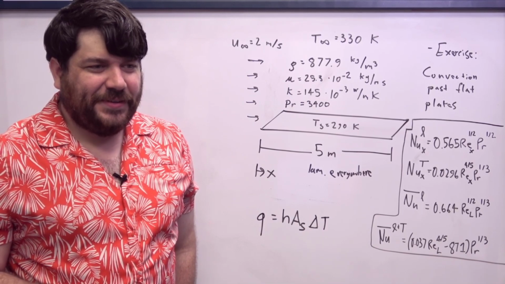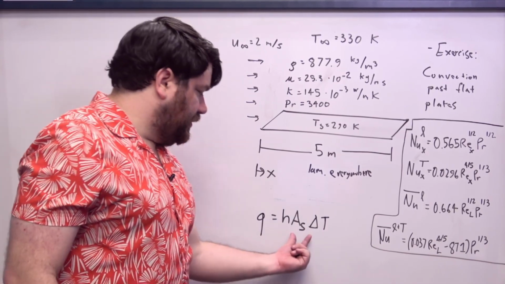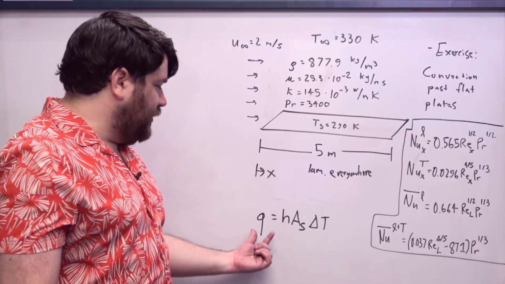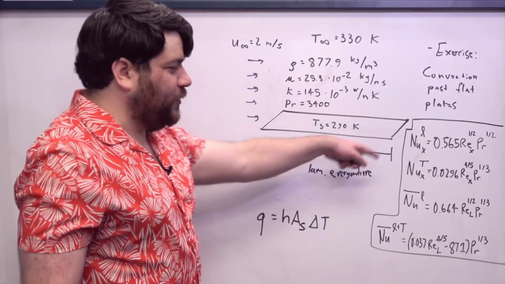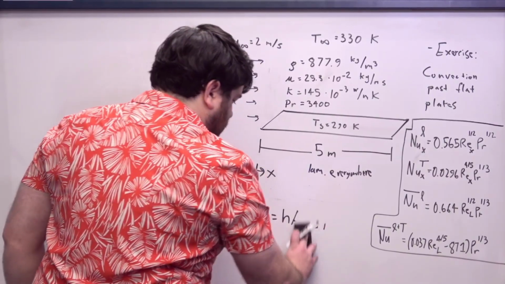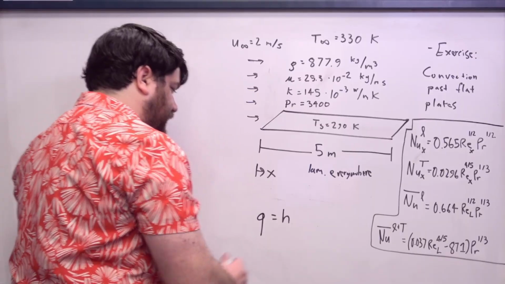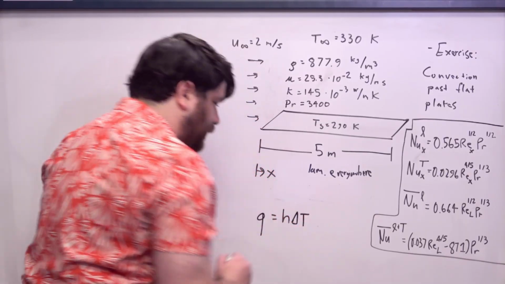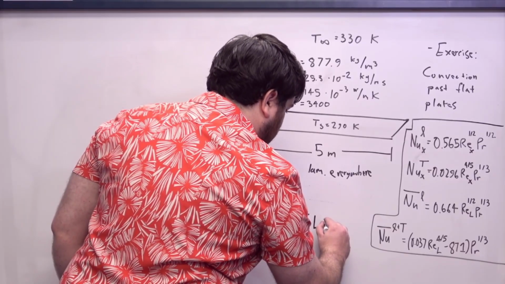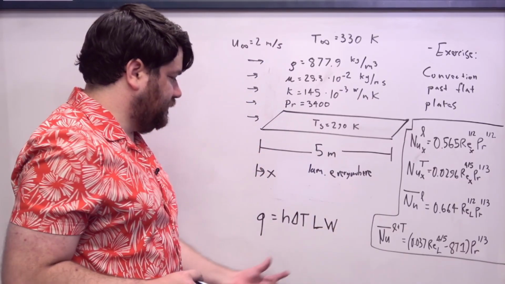Okay? And this looks like it's kind of a problem because we don't actually know what the surface area of the plate is. We don't know the width. But what is the surface area? The surface area is just the temperature, or pardon me, the surface area is just the length times the width.